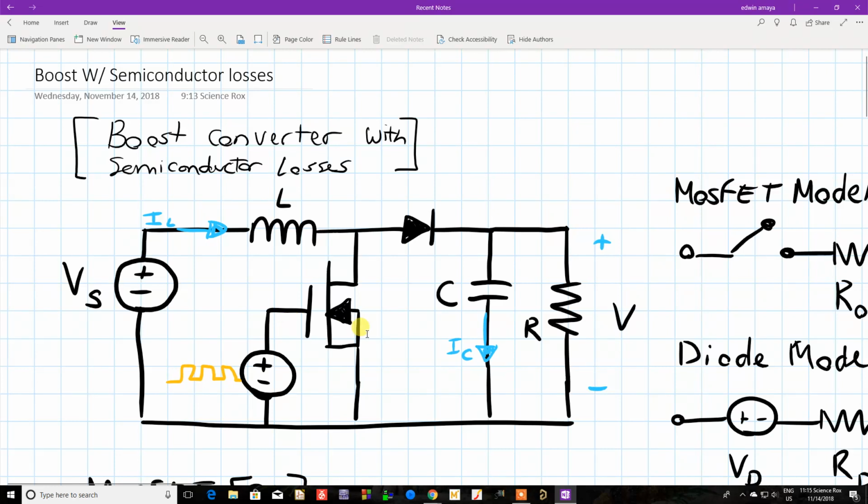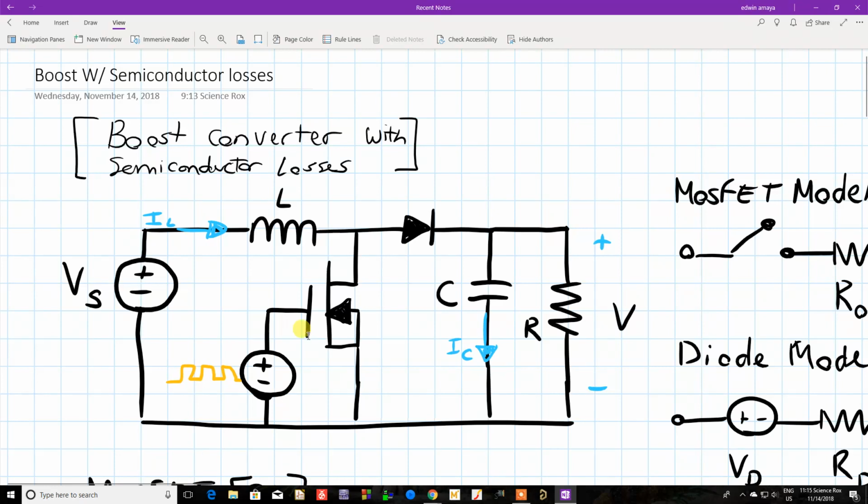Alright, so here's a circuit for your boost converter. You got your inductor, your diode, your MOSFET. Specifically in this case, it's an N-channel MOSFET. Here's your gate drive circuitry, your capacitor, your resistors, and here is your output voltage. This is the current going through the capacitor, and here's the main current that's going to come through here, and eventually split between these two.